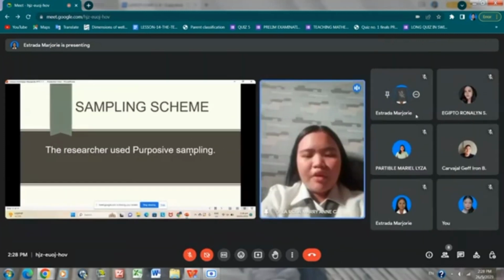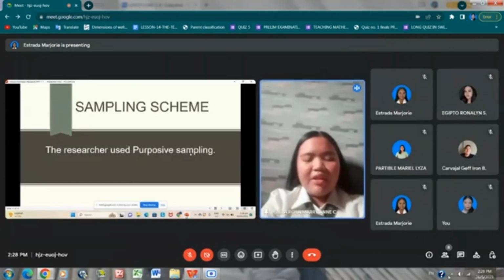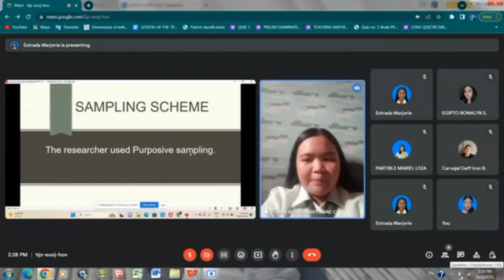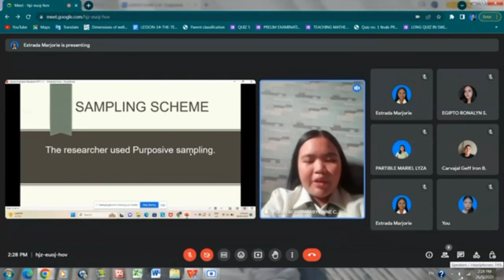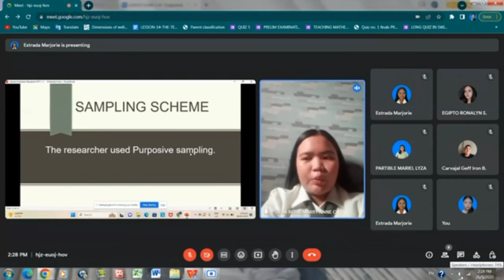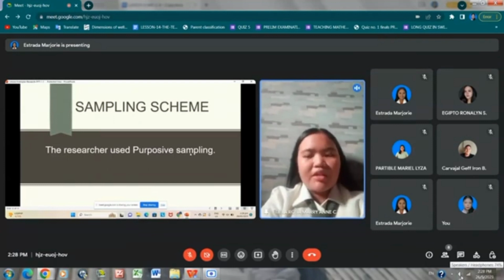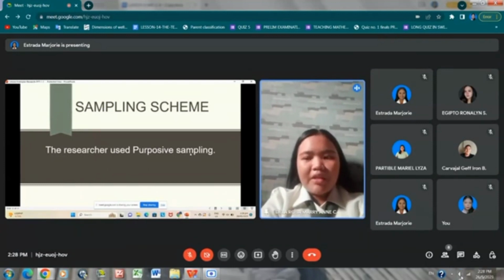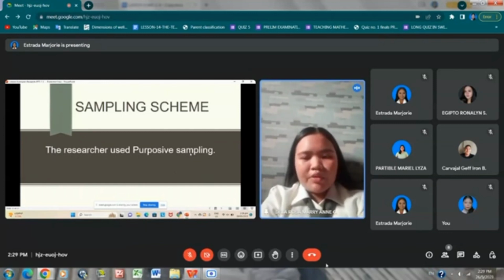Next, let's move on to the sampling scheme. In this study, purposive sampling was employed because according to Kashani-Nicolopoulos 2022, purposive sampling is a collection of non-probability sampling strategies that involve choosing units for your sample based on their possession of specific qualities. In other words, purposive sampling selects units on purpose.